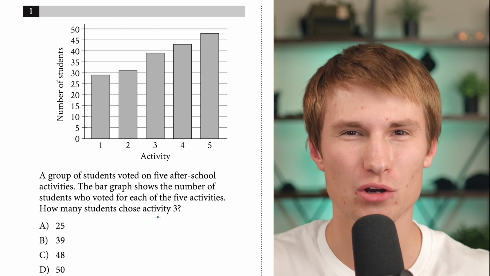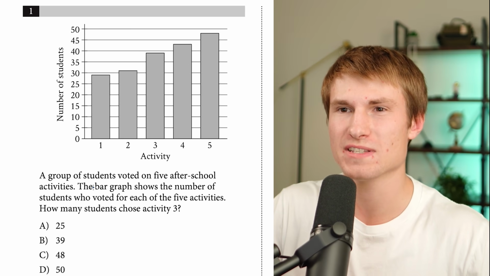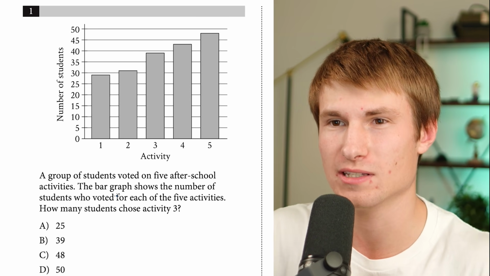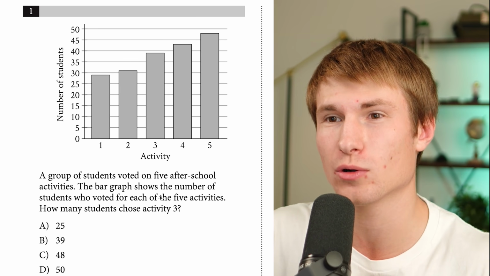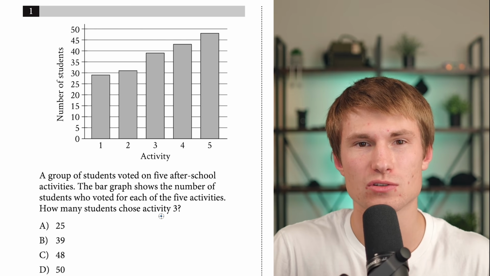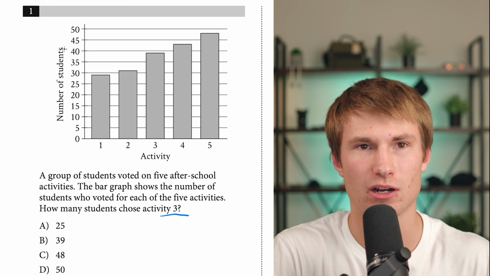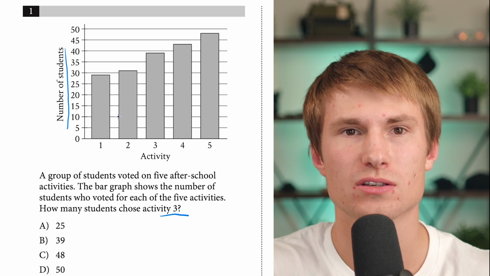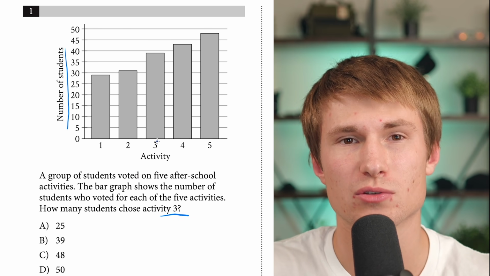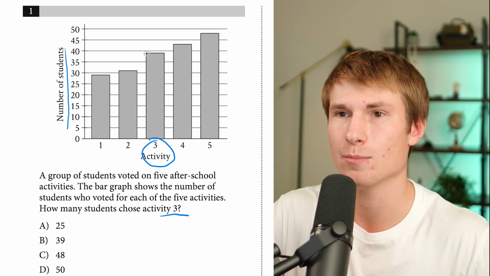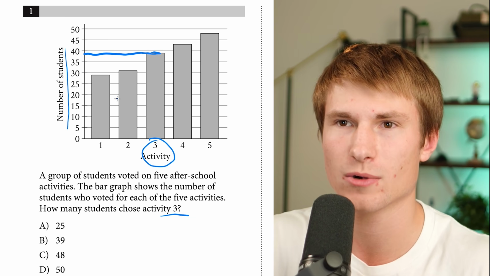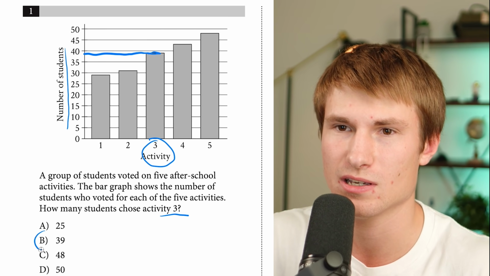Here's how to interpret bar graphs on the SAT math section. Question 1 states a group of students voted on 5 after-school activities. The bar graph shows the number of students who voted for each of the 5 activities. How many students chose activity 3? In this case, we'll take a look at our y-axis. We see that that's number of students. Therefore, we want to know the number of students who voted for activity 3. We find that bar, and if we go across, we see it's somewhere around 38 or 39, which we see is answer choice B.